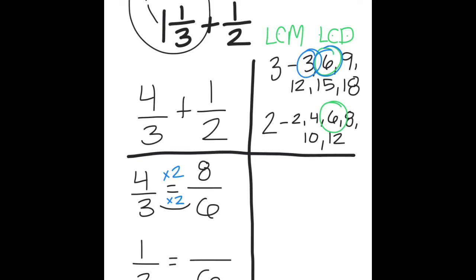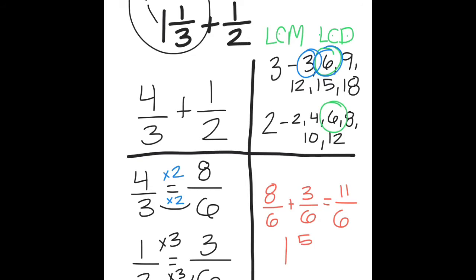Now we're moving over to 1/2. To get from 2 to 6, I'm going to multiply by 3. Whatever I do to the bottom, I need to do to the top. 1 times 3 gives me 3. 1/2 is equivalent to 3/6. Now in our last box, we're going to rewrite using our new fractions. So I have 8/6 plus 3/6 is going to give me 11/6. And that's our final answer, which we can simplify into 1 5/6.